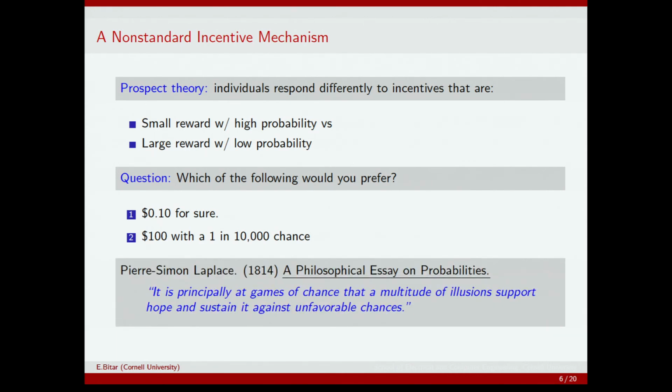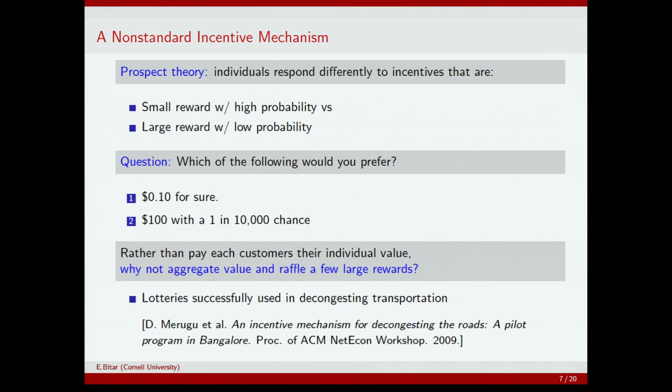So there are many behavioral biases which might explain this behavior, but I found this old paper by Laplace where I think he has a beautiful explanation. He says it's principally at games of chance that a multitude of illusions support hope and sustain it against unfavorable chances. So I'm not going to get into behavioral economics. We'll just assume that people might prefer these types of things.